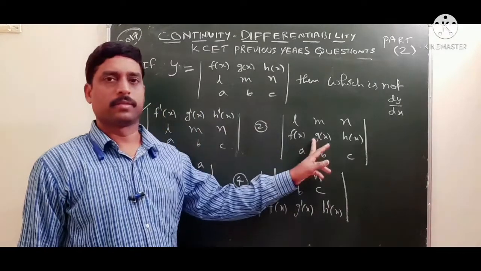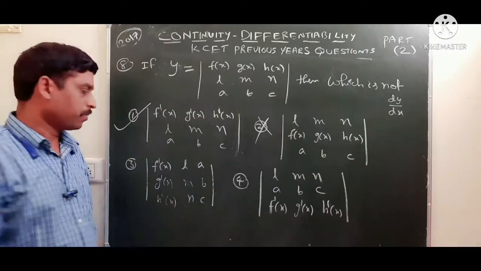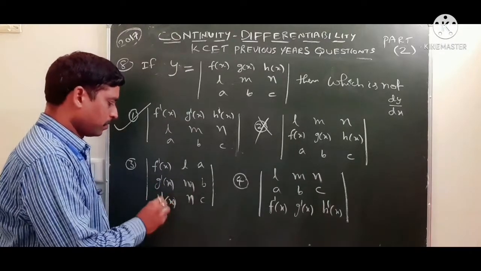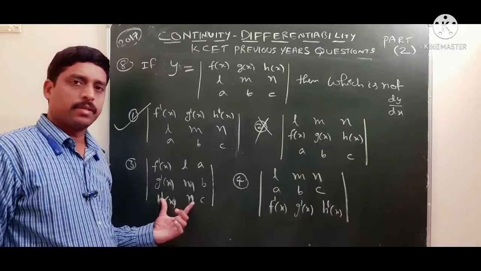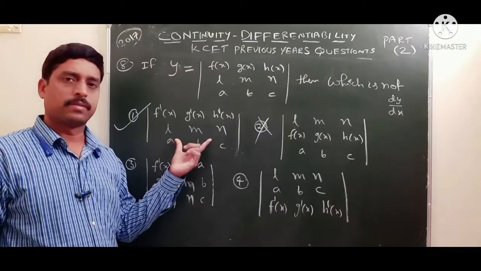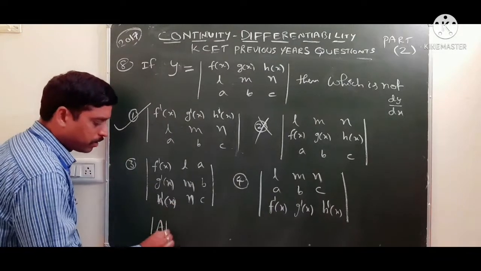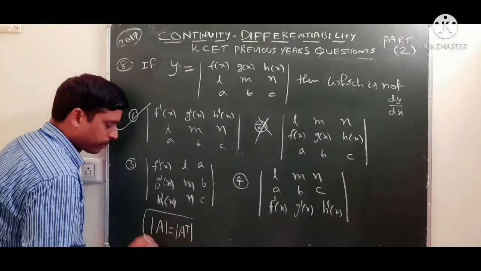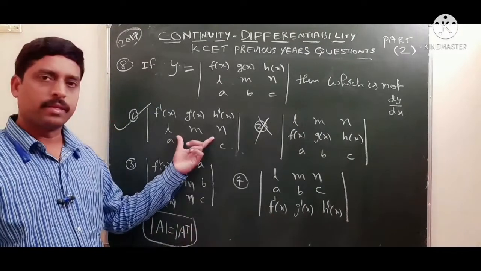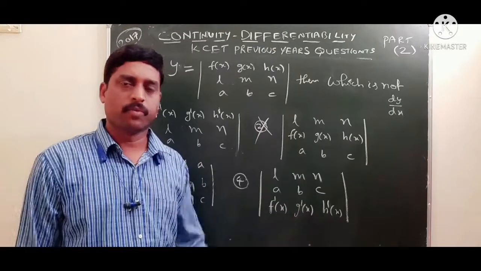So the second option is wrong. Only f of x, g of x, h of x are given. Now let us observe the third option. The third option is the transpose of the first option. This is also correct. We have one formula, that determinant of A is equal to determinant of A transpose. So option 3 is correct.